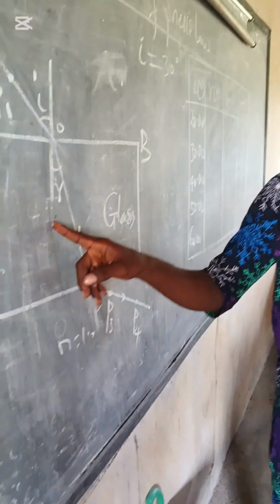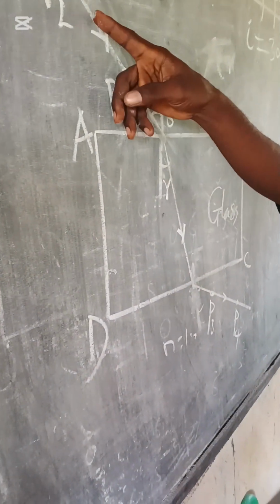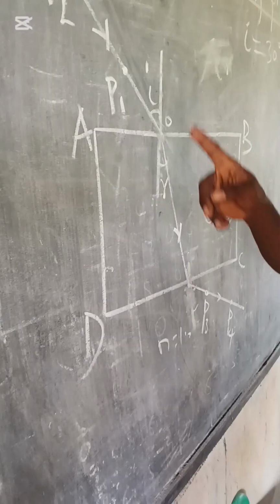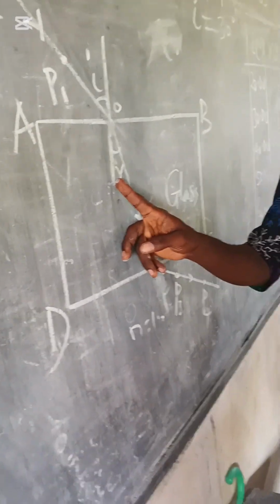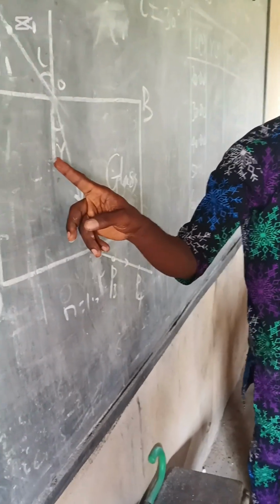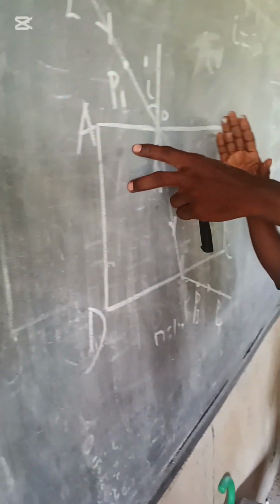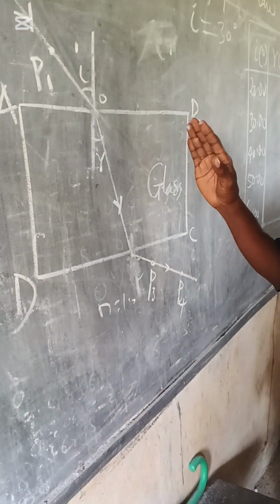Do you get it? The incident angle is the angle between the incident ray and the normal. The angle of refraction is the angle between the refracted ray and the normal. Now we place our block prism on the drawing board.